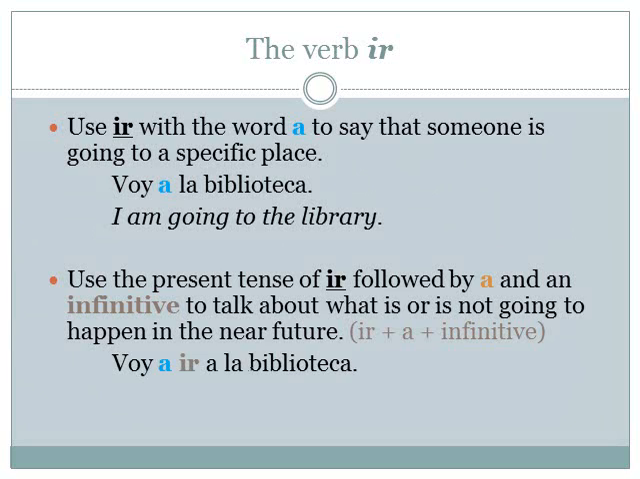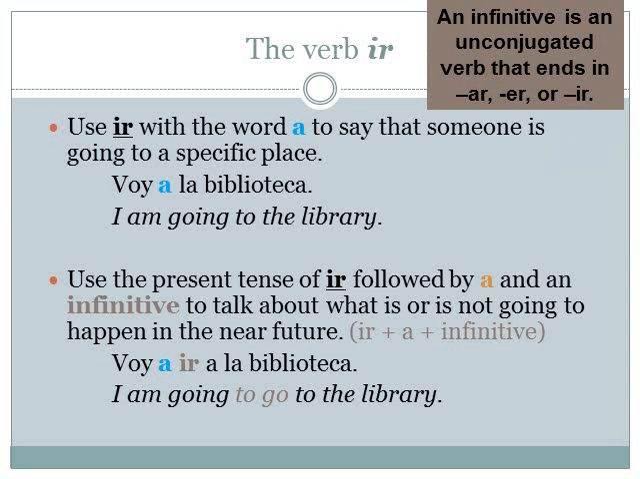So, I have the same sentence as before, however, one thing has changed. I've inserted the verb ir into the sentence. So, voy a ir a la biblioteca changes the meaning to I am going to go to the library. Remember that an infinitive is an unconjugated verb that ends in AR, ER, or IR.